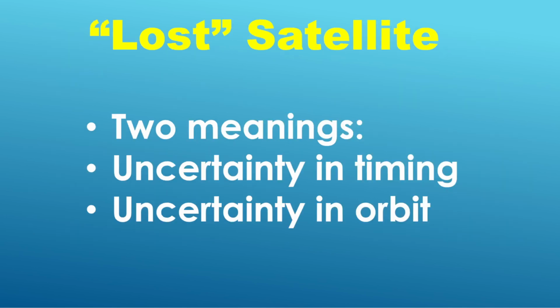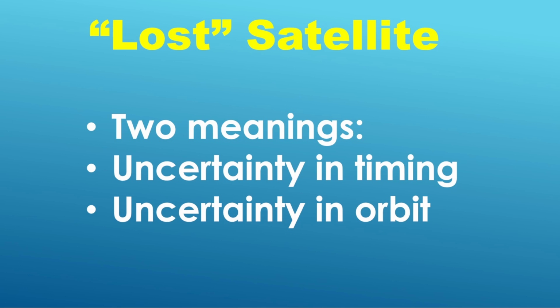So again, two different meanings here for a lost satellite. One is there could be some level of uncertainty in the timing portion of the orbital element. So the revolutions per day, for example, you might not know exactly what that parameter should be. And all that means is that, well, you might know where to point the telescope, but you do not know when the object will appear in the field of view.